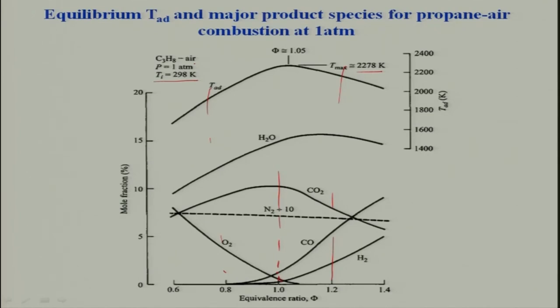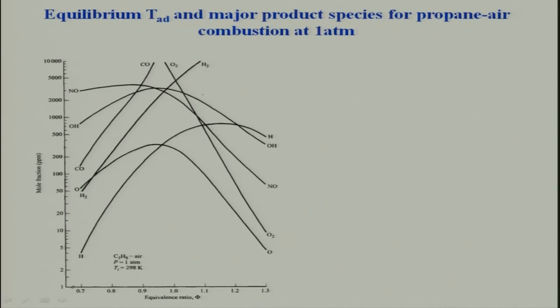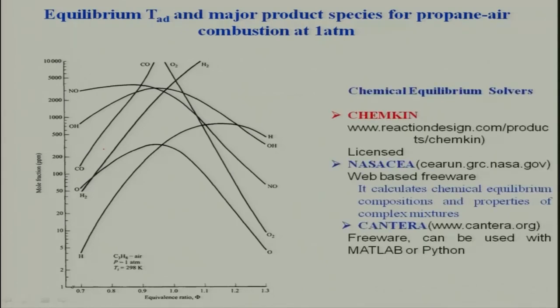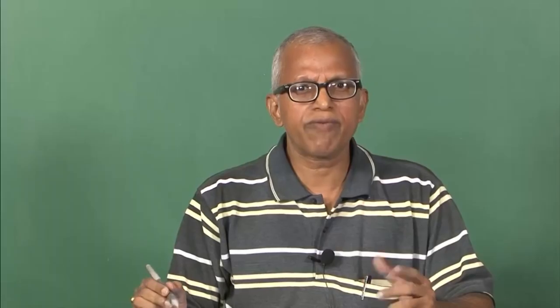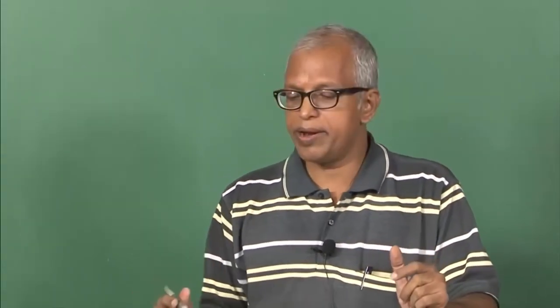So, if you do this, you will get various values like hydrogen, OH, O, NO, all those values. Now, for that you can use several software packages which are available like Chemkin, NASA CEA and Cantera. I was told NASA CEA is basically free software. Chemkin you will have to buy. Cantera is free, where you can use MATLAB, Python kind of things. It is a plugin. You can plug in and do programming. There are several other software packages also available on the internet. Please explore and find out so that we can use them. Right. Thank you very much.